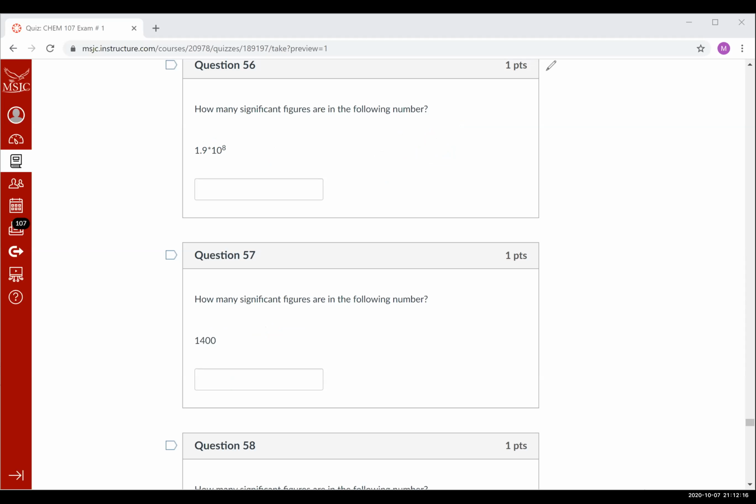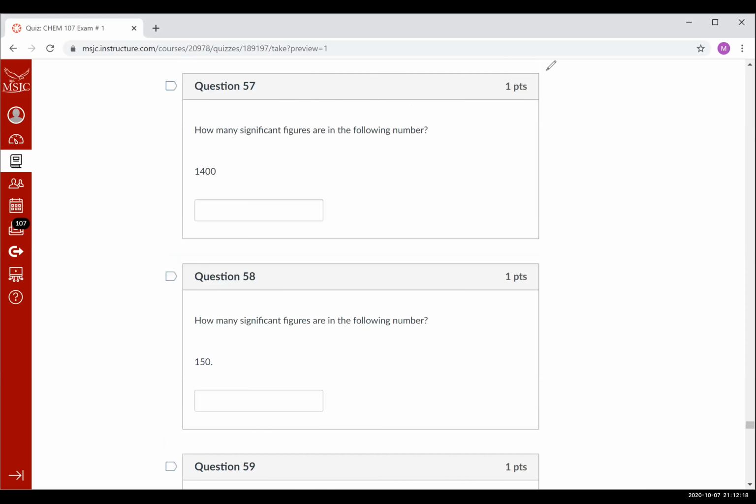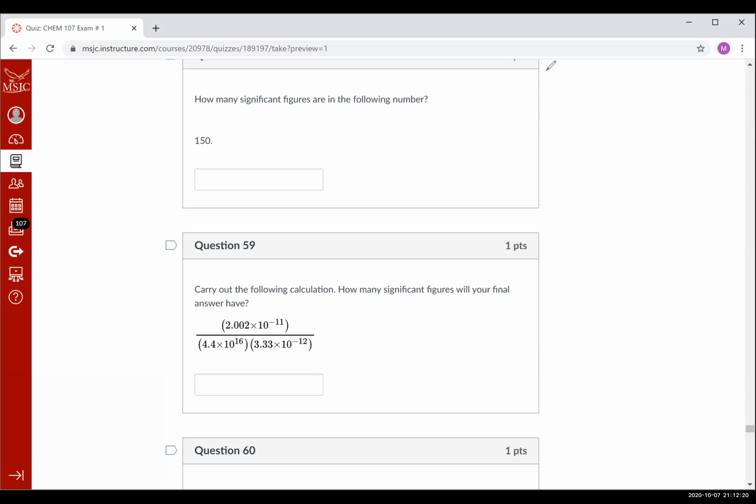So let's keep working through these examples. In this case, we're looking at 150 with a decimal point. In this case, our decimal makes this trailing zero significant. So we have 3 significant figures. Does that make sense?